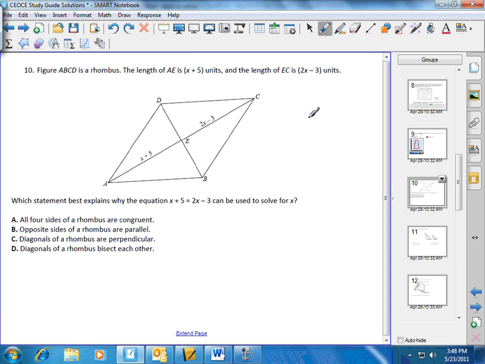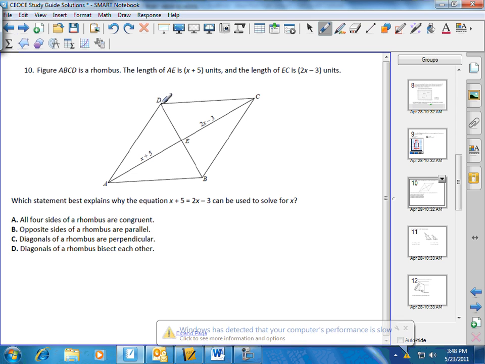Number 10, we've got a rhombus, and the length of AE is x plus 5, and the length of EC is 2x minus 3. Those are parts of the diagonals of a rhombus. And we know with the diagonals of a rhombus, a couple of things is that they bisect each other, and they're also perpendicular to each other. We also learned that the diagonals bisect the opposite angles. Okay, so this diagonal bisects angles D and B, and this diagonal A and C.